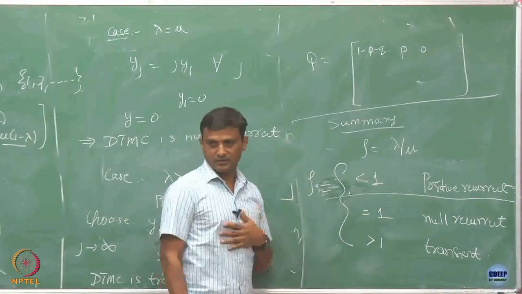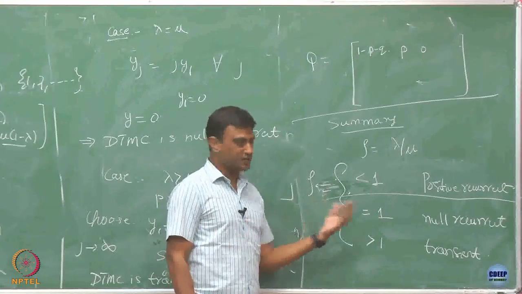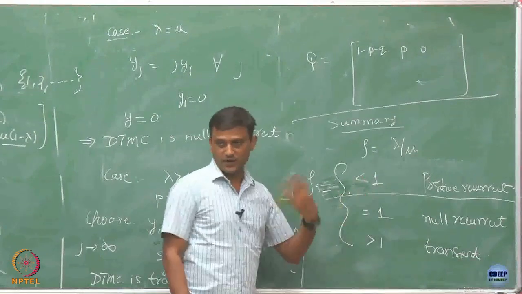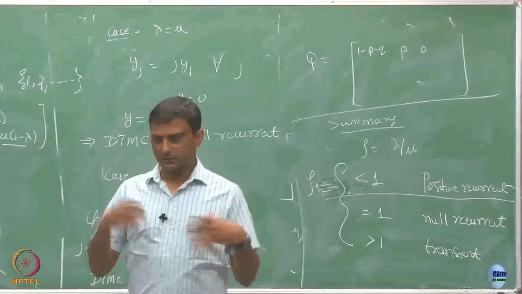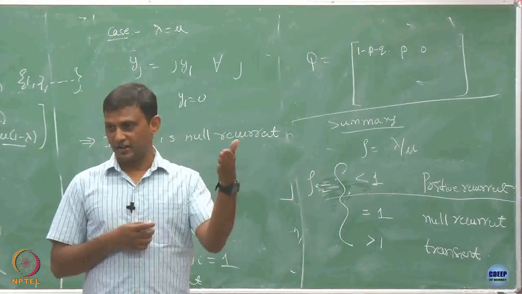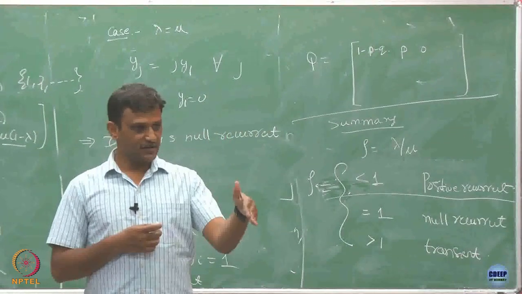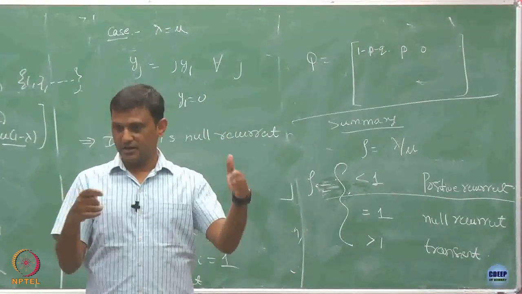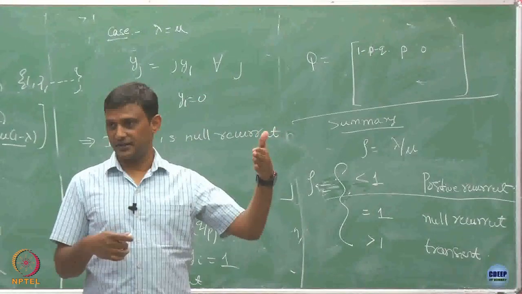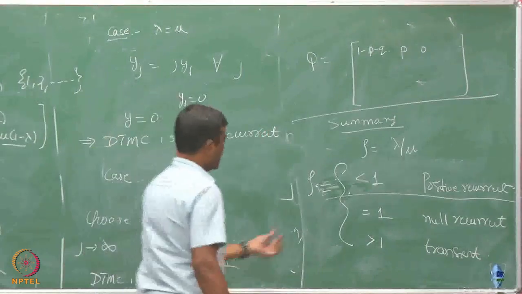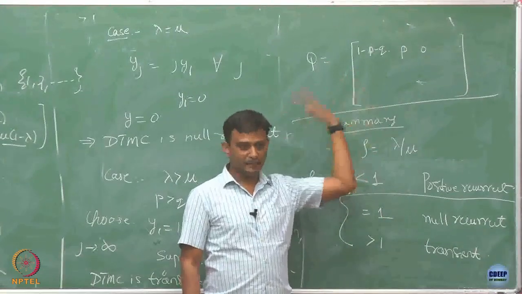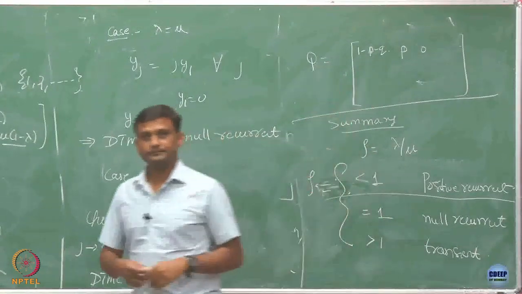you may not always be in a good state, but if you let rho be less than 1, you will keep coming back to a finite state. One of the finite states could be the zero state also, right? You will start with the zero state, that means you have served everybody, and you will keep coming back to that state again and again, with high frequency. In the equal case you may still come back, but that may happen very infrequently, okay?